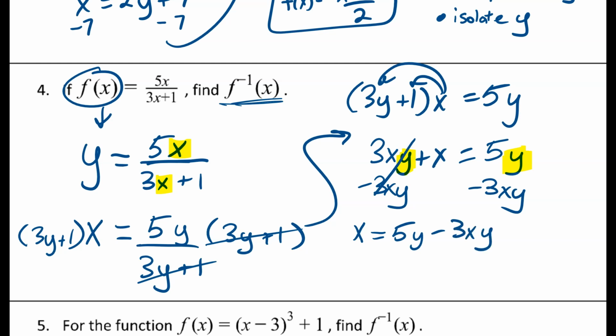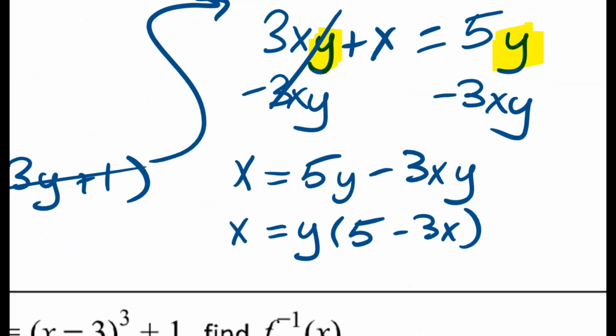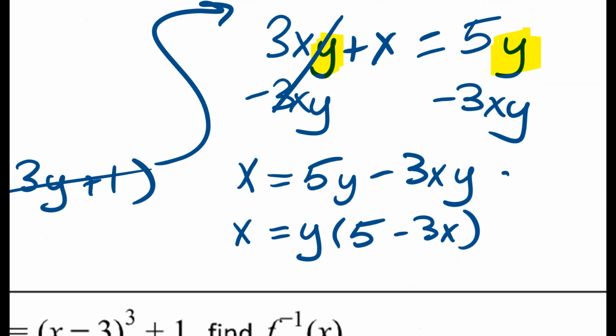And now this was a pretty smart step to do, because I noticed that if I'm thinking about my factoring skills, 5y and minus 3xy have a y in common that I could factor out. So I'd be left with 5 minus 3x, still x on that side. Now before, in this step, it wasn't possible to isolate y, but now I only have one y, so it is possible to isolate that y. It's only linked to the 5 minus 3x by multiplication.